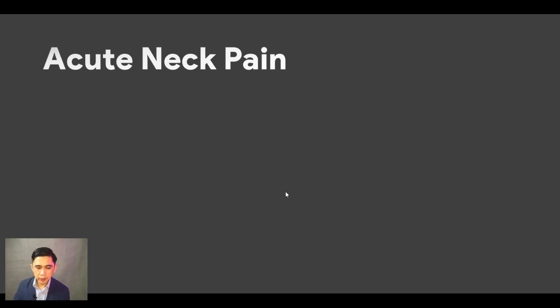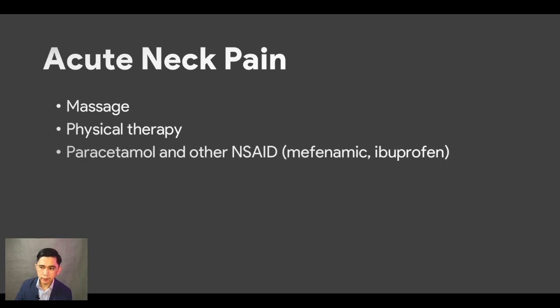Now, how do we manage acute neck pain? Usually, we advise them to do massage, physical therapy, and some pharmacologic management such as paracetamol and other NSAIDs or non-steroidal anti-inflammatory drugs, no? Which may include mefenamic acid, ibuprofen, naproxen, diclofenac, etc. So these are what we call NSAIDs.